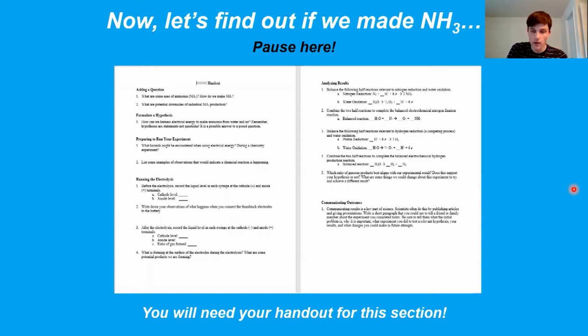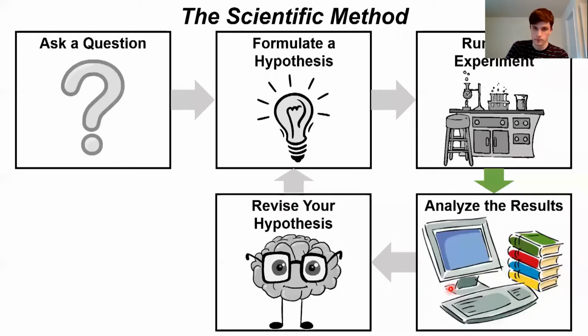Now that we've run our experiment, let's move on and try to fill out the running the electrolysis and analyzing results portion of our handout. Let's first think about what step of the scientific method we're in, which is analyzing the results. So in order to analyze our results, we need to think about what the identity of the gases being formed were. To do that, we should consider the reactions of water and nitrogen, which are our 2 target substrates for this reaction.